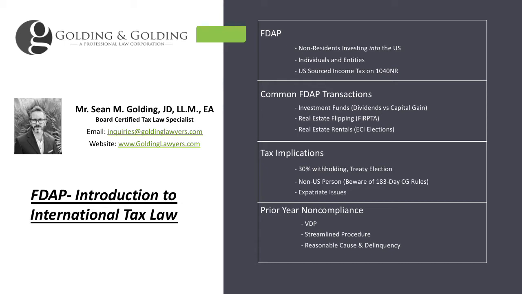When a non-resident alien invests into the U.S. and they have FDAP, they will typically have to report that income on a Form 1040-NR. Common types of FDAP transactions: investments into securities, funds, stock, income that's being generated, dividends, and capital gain. Important to note, dividends are going to be sourced in the U.S. Capital gains are typically not.